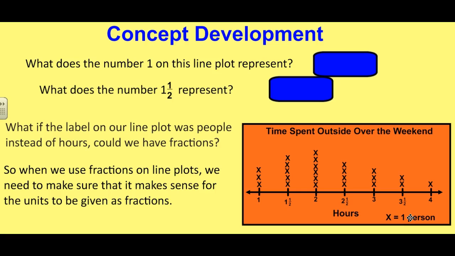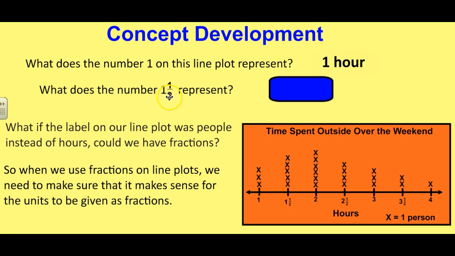So some of the questions that you're going to be writing answers to on your paper are on the screen. So make sure that you have your piece of paper ready for this concept development in your binder. It says, what does the number 1 on this line plot represent? So we're looking right here. And you see underneath all of these numbers, it's kind of labeled like a bar graph was, but this just says hours. So that must mean that this 1, 1.5, 2, 2.5, 3, 3.5, and 4 mean hours. So I'm assuming right here that the 1 is standing for 1 hour.